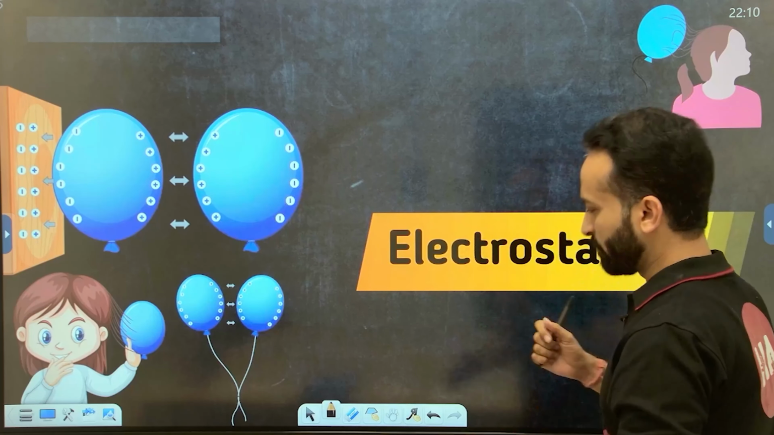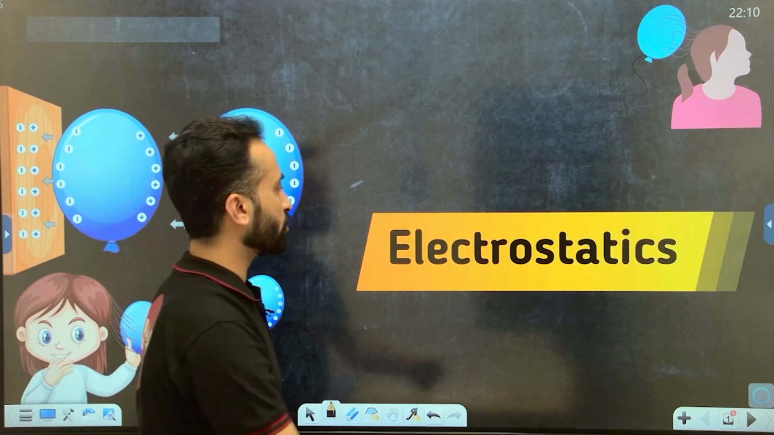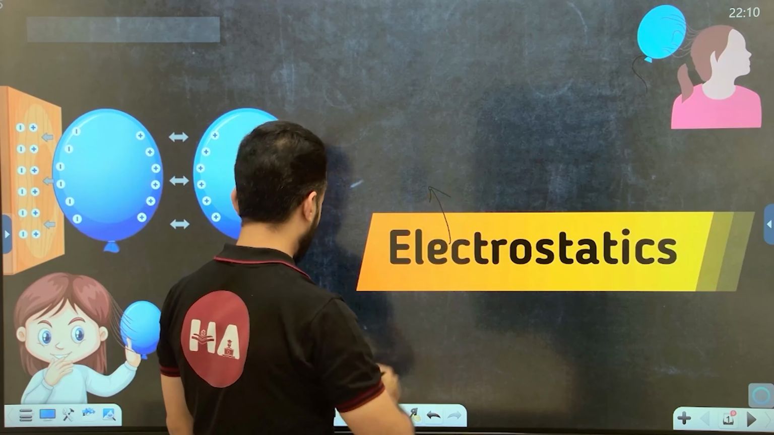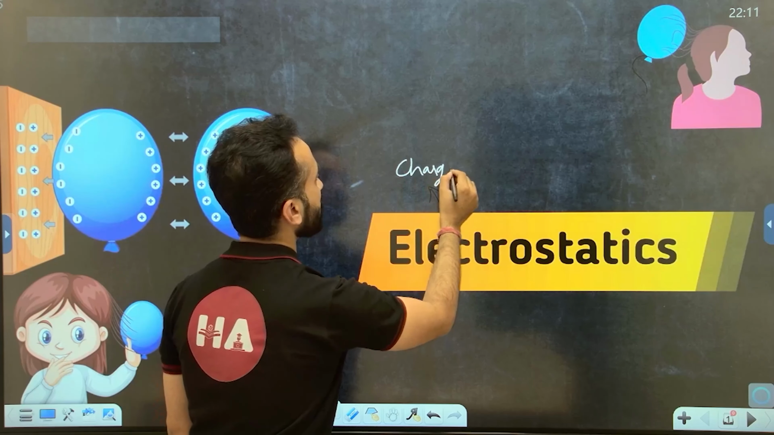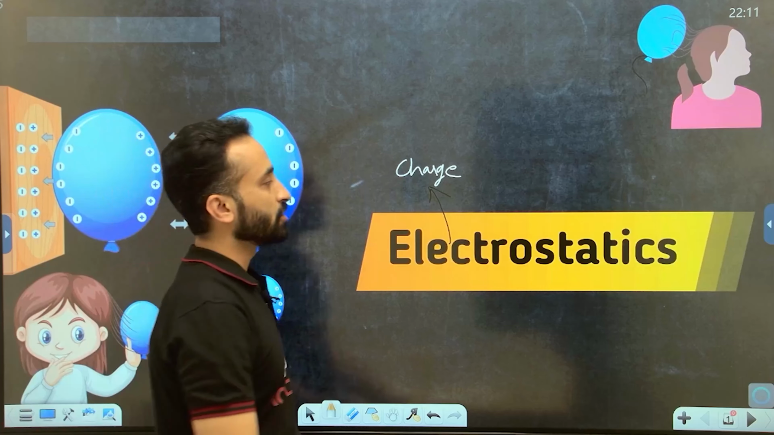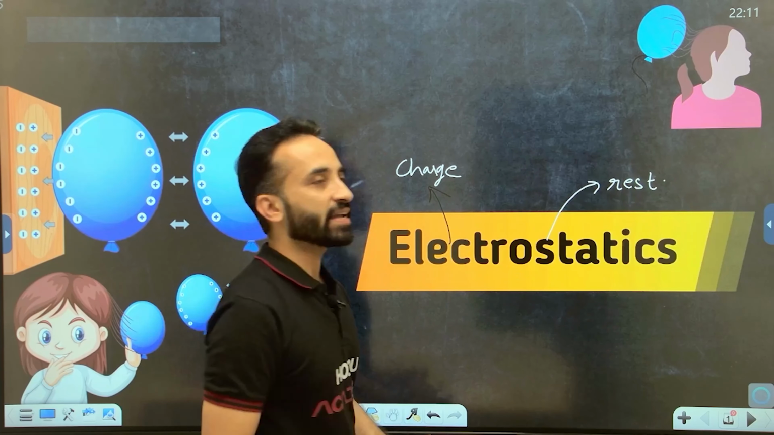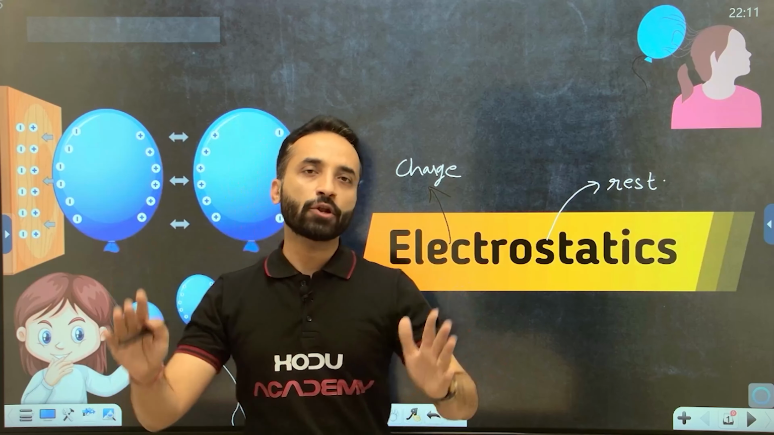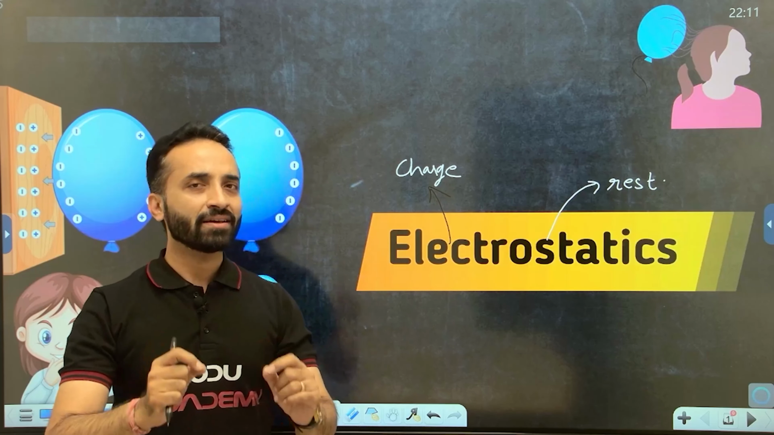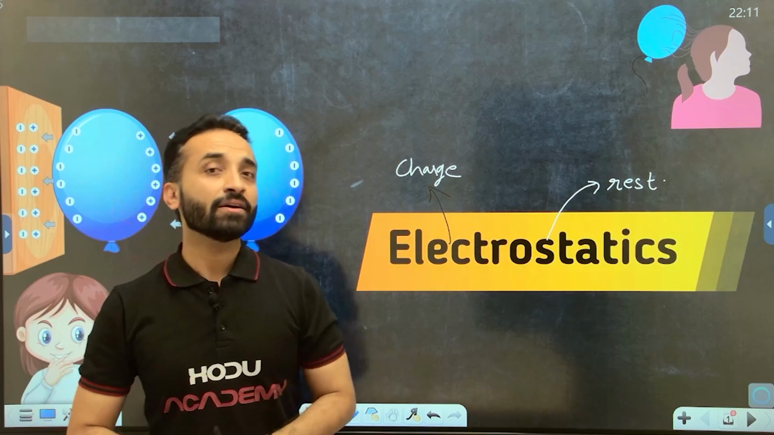Okay, so when I say electrostatics, what do you think it means? So you would say electro is something related with charge. All right, electro is something related with charge, right? And when we say statics, of course you understand that it is something when it is at rest, that is static, right? So electrostatics is the study of all the phenomena related with charges at rest. Easy? So far so good. You are able to understand that in electrostatics, we are going to talk about charges at rest.